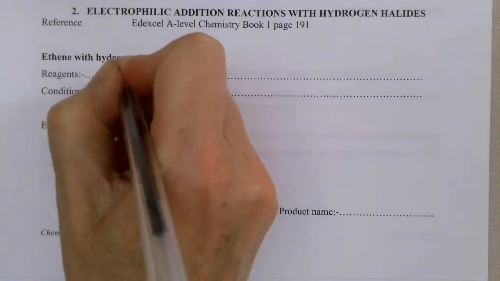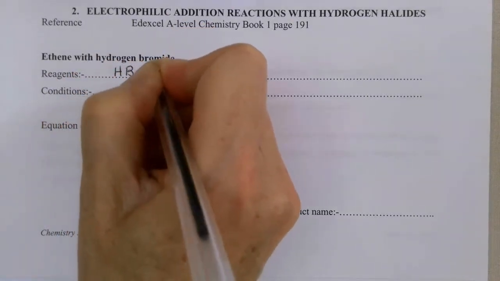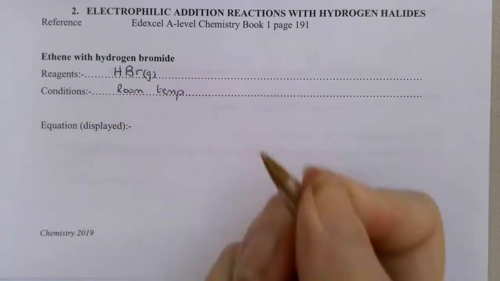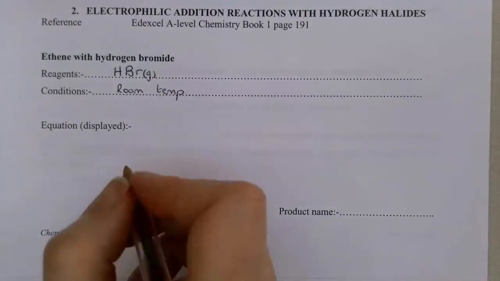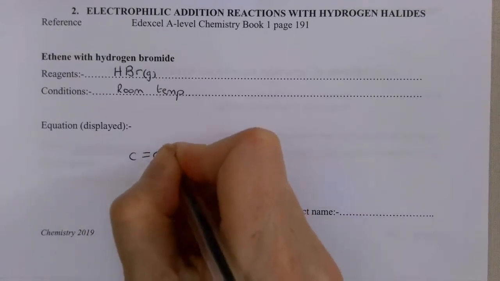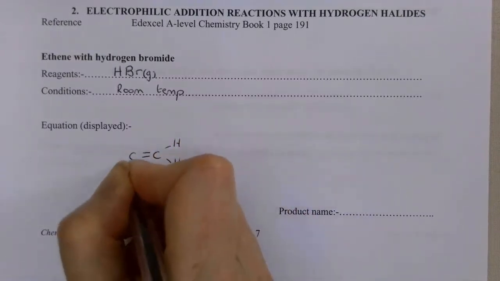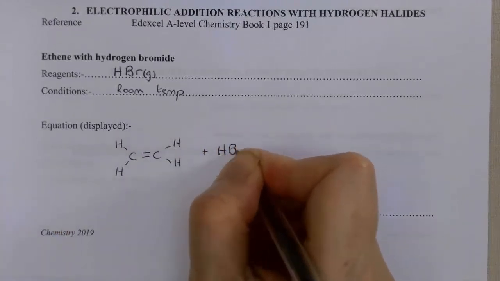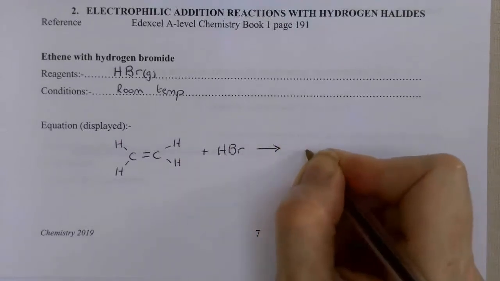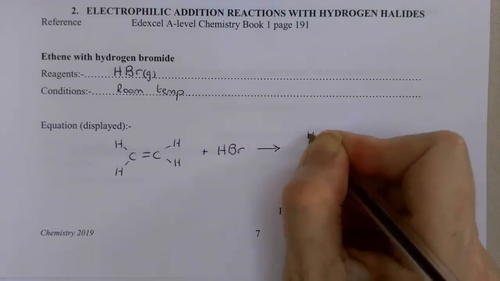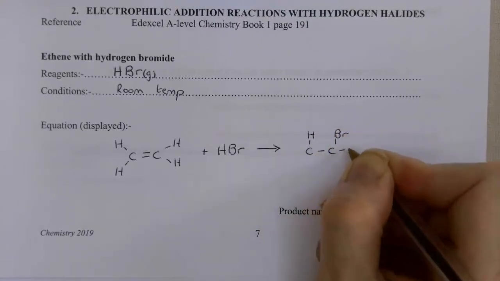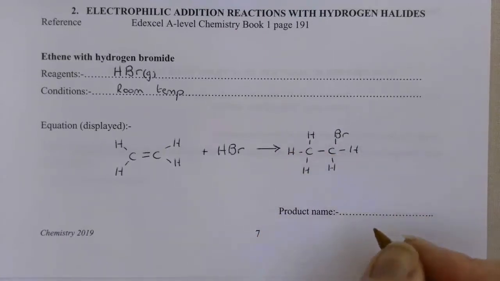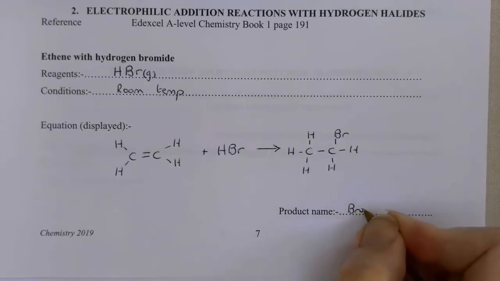So the reagents are simply my hydrogen bromide, which is the gas, and the conditions I can do this at room temperature. So if we look at the equation using displayed formula, I have my ethene molecule with the carbon-carbon double bond. Remember, that's 1 sigma and 1 pi bond. And I have my hydrogen bromide, HBr. This will add across the double bond, so I get an extra hydrogen on one of the carbons and an extra bromine on the other carbon. I've gone from an unsaturated to a saturated, and my product name is bromoethane.